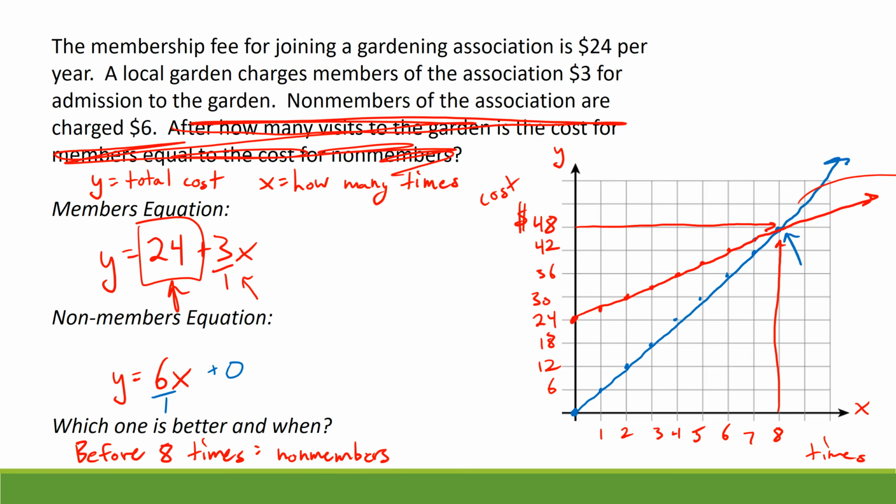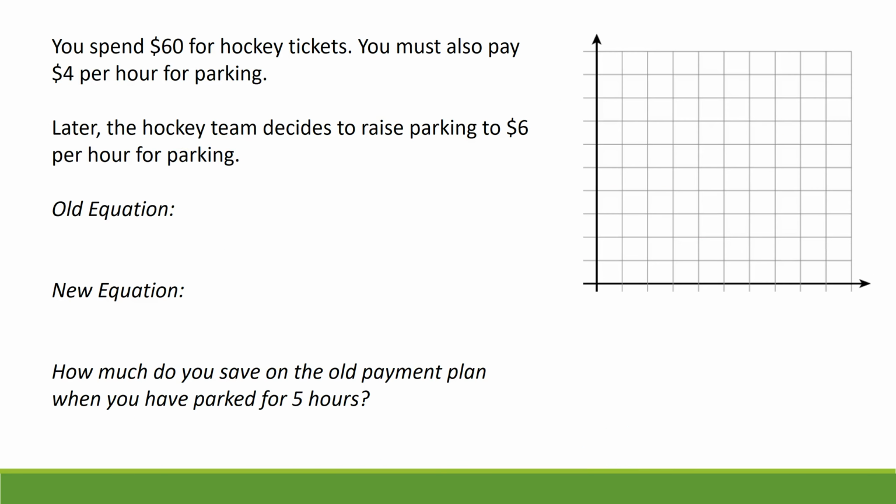But after 8 times, whoa, what's going on? After 8 times, we see that members are better because even though members pay the initial fee, they get to pay less per garden. It just takes a while for that benefit to kick in since they paid more in the first place with the initial fee. All right, let's move on to another problem.